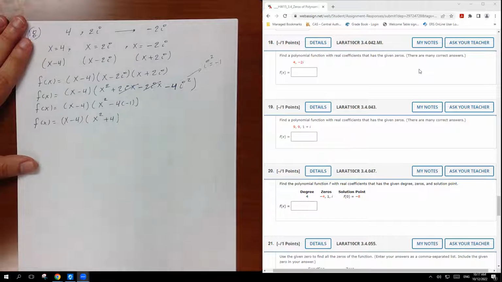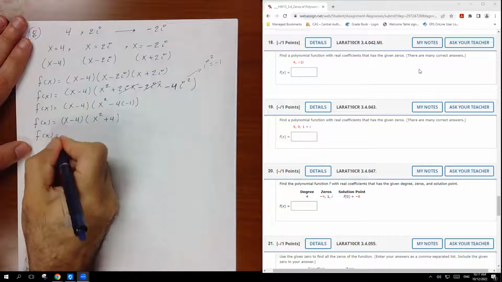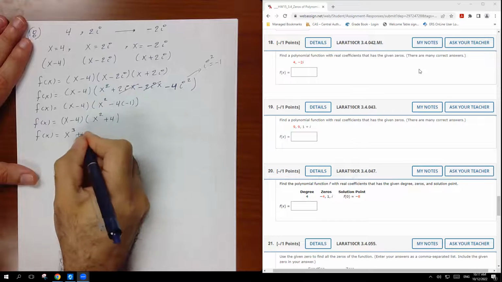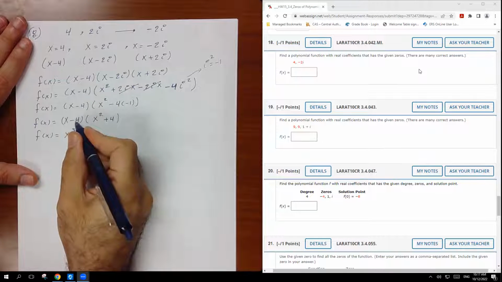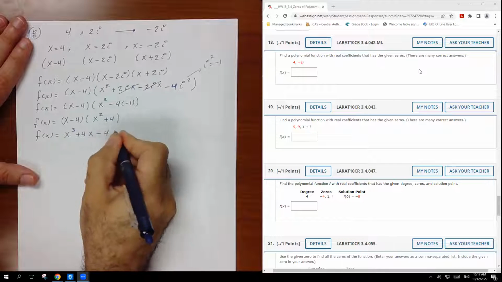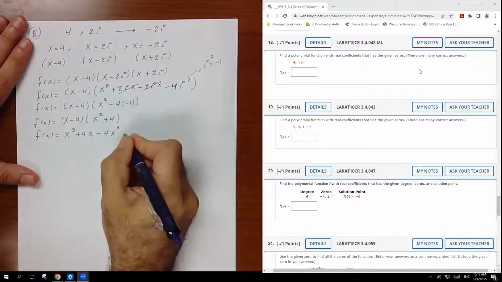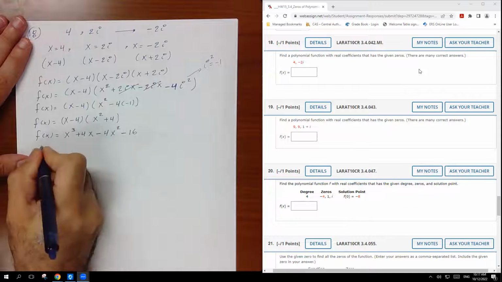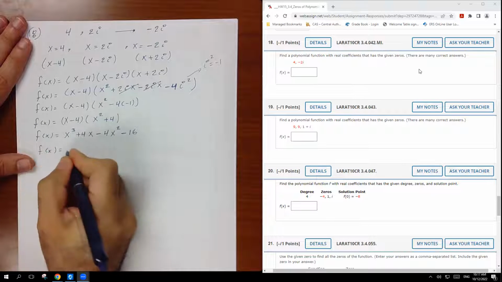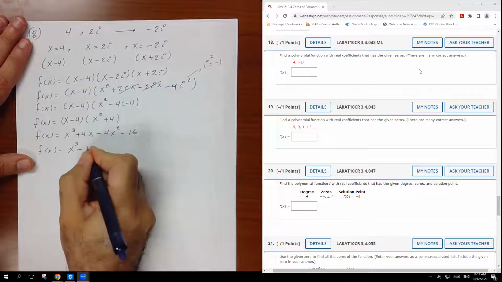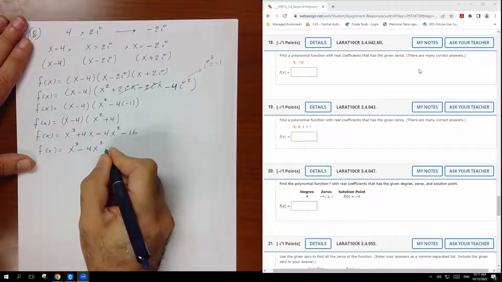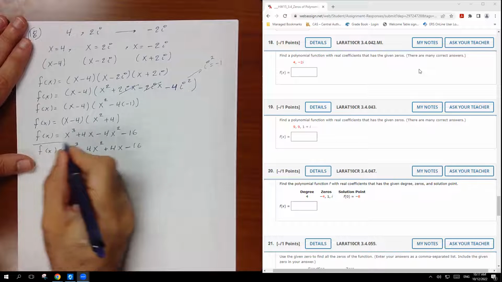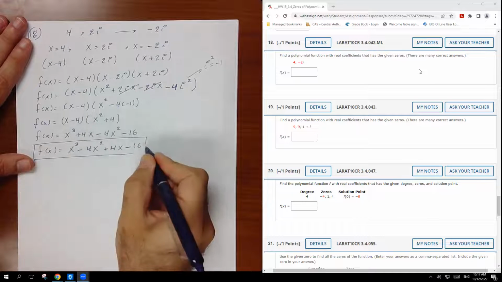Now we're going to FOIL these two parentheses to find the polynomial function. So x times x squared is going to be x cubed. X times 4 is going to be plus 4x. Negative 4 times x squared is going to be negative 4x squared. And negative 4 times 4 is going to be negative 16. We're just going to write down this because there are no like terms. That means the polynomial function is going to be x cubed minus 4x squared plus 4x minus 16. That's it for this example.